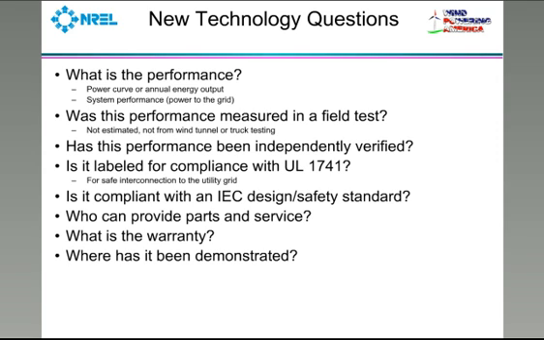Questions to ask about a turbine you're considering, especially if it's relatively new. What's the performance? You should get a power curve. A lot of manufacturers have a little table saying if your hub height wind speed is 5 meters per second, you can expect X kilowatt hours per year or per month. So there should be something that indicates the energy production. Was it a performance measure in a field test?